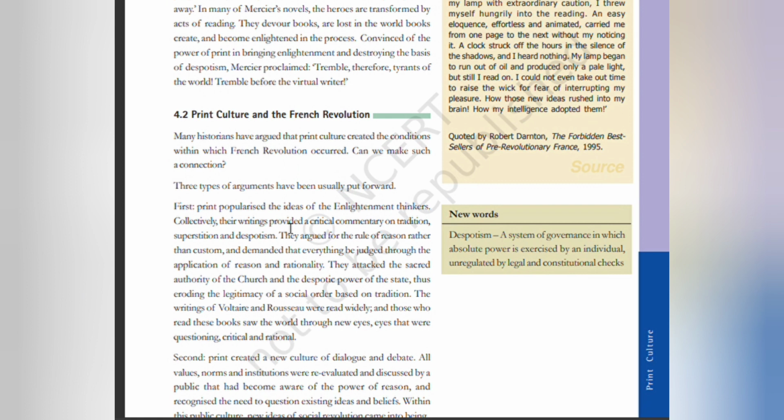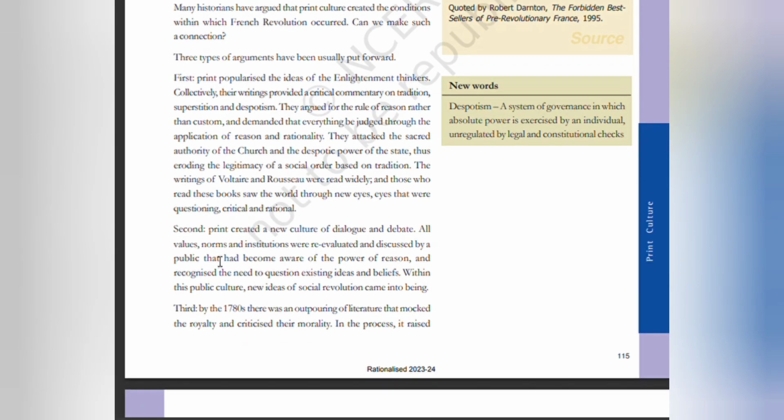Collectively, their writings provided a critical commentary on tradition, superstition, and despotism. They argued for the rule of reason rather than custom and demanded that everything be judged through the application of reason and rationality. They attacked the sacred authority of the church and the despotic power of the state, thus eroding the legitimacy of the social order based on tradition. The writings of Voltaire and Rousseau were read widely, and those who read the books saw the world through new eyes that were questioning, critical, and rational.